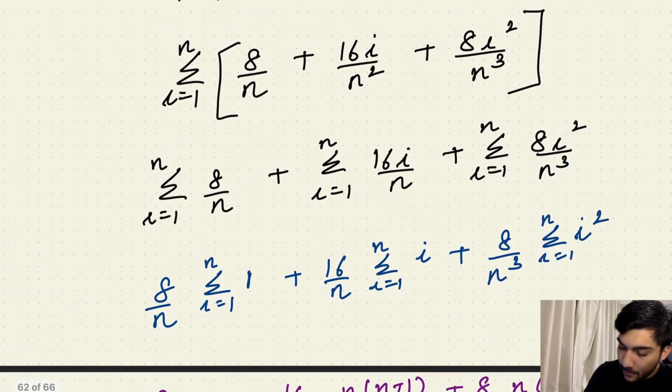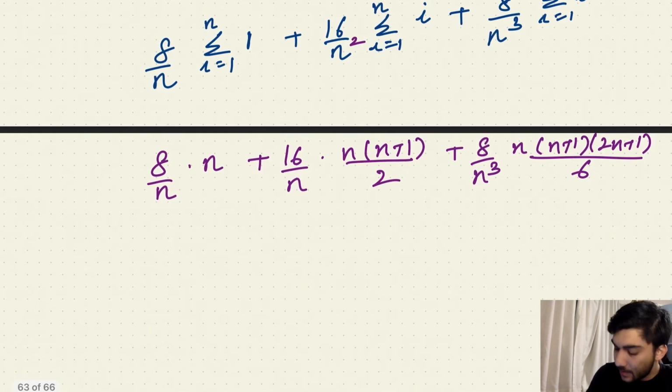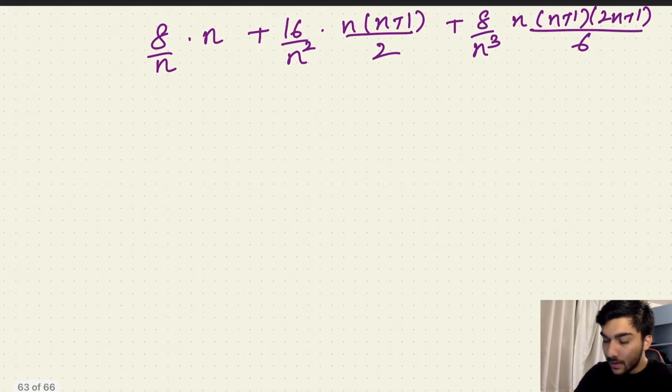We have 16 by n square. So we would have n square in the denominator in these cases. So this would be 16 by n square instead of 16 by n. I'm really sorry for that. So now let's finally modify this expression so that we can have maximum n's in the denominator.